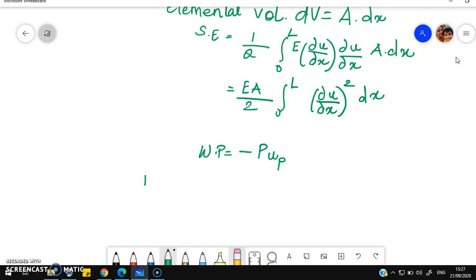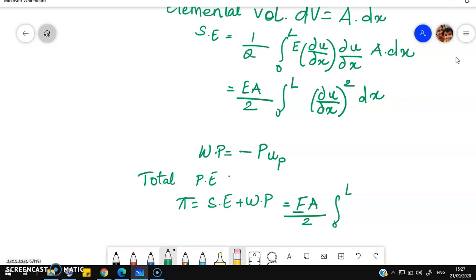So the total potential energy is now given by pi equals strain energy plus work potential, which is EA upon 2, integral 0 to L, dou u by dou x the whole square dx, minus P into UP. Let me label this as equation 1.